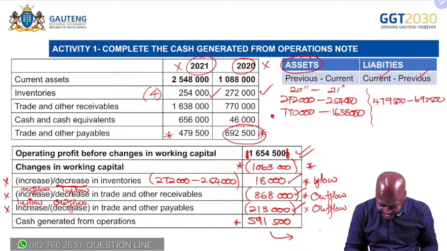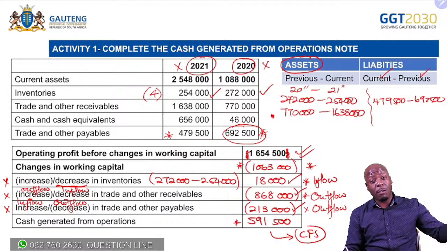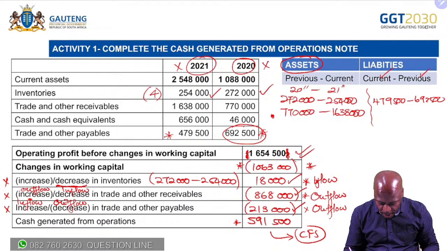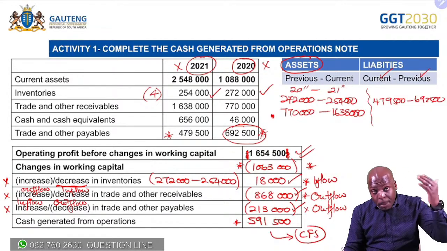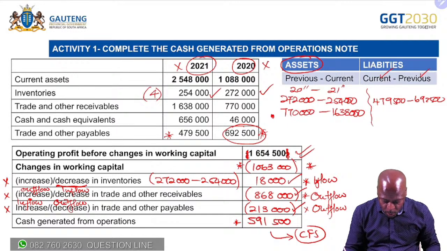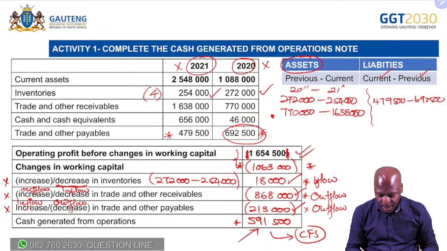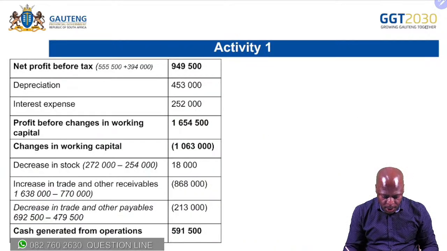We take this quickly to the cash flow statement. This goes with us straight to the face of the cash flow statement. Okay, how did we get 591,500? I'll repeat again. We have a positive 1,654,500, which is coming from the previous calculation, and then we now have a 1,063,000, which is in brackets. So you get the difference between these two particular figures. You end up with 591,500. Let's see now where that is going to appear.